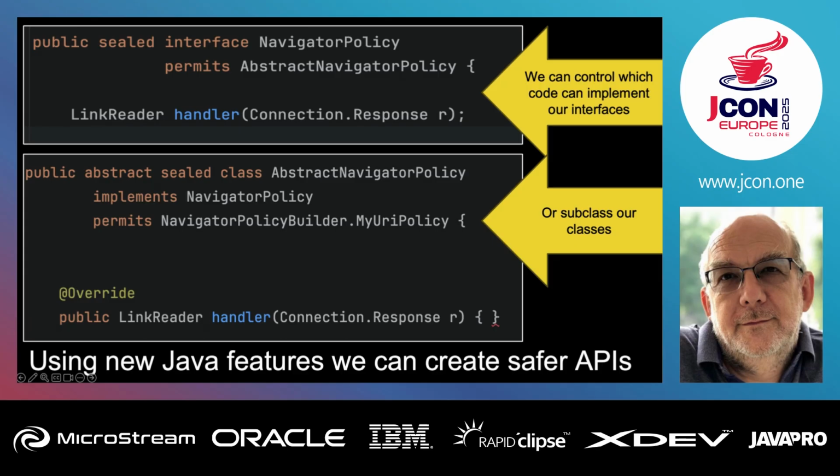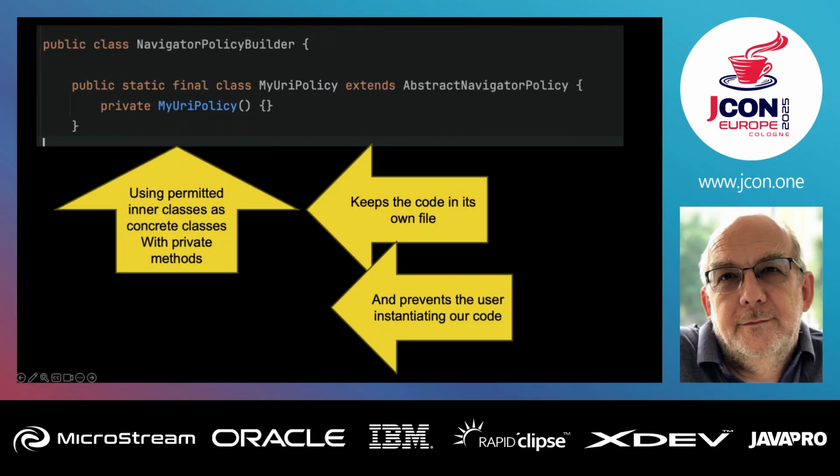So I've got navigator policy. It's sealed, it permits abstract navigator policy, and here's my abstract code. The sealed mechanism gives us that control. Now you can start thinking about using these relationships to build the policy. Okay, let's go to the next slide.